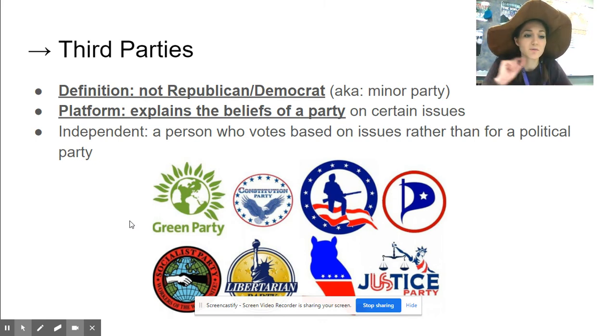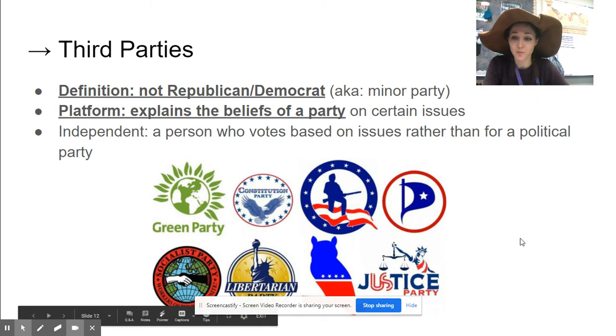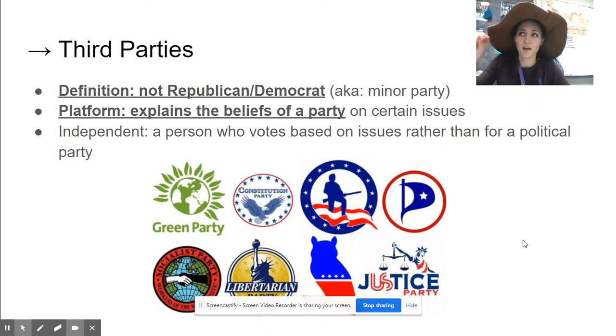Now, there is a difference between third parties and independents. Independents are a person who votes based on issues rather than for a political party. So they don't align themselves with Democrat, Republican, or even any of these smaller third parties. They are just looking at specific issues and they're going to vote for the candidate that agrees with them the most on the issues.